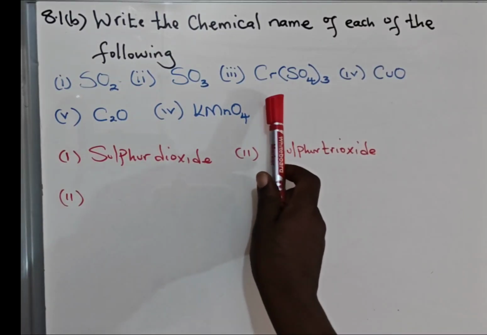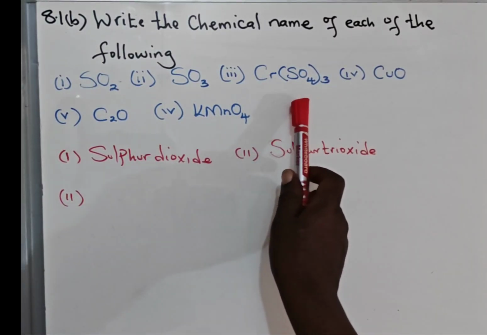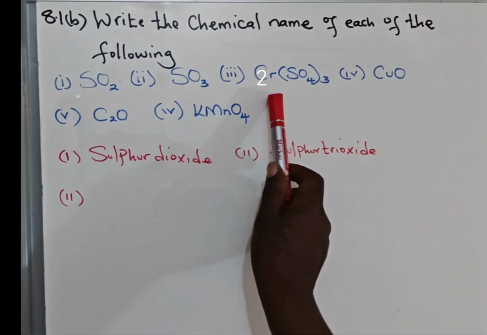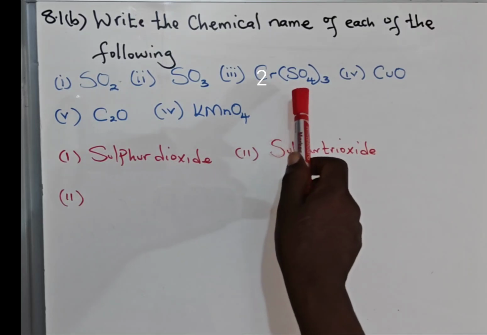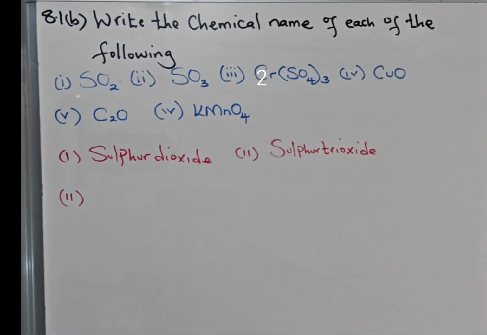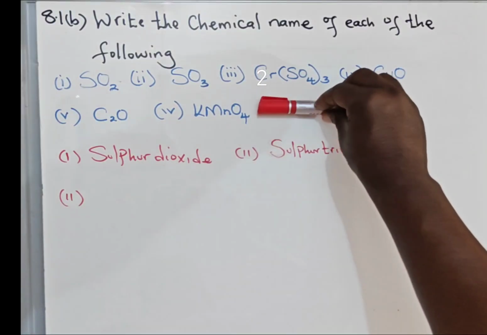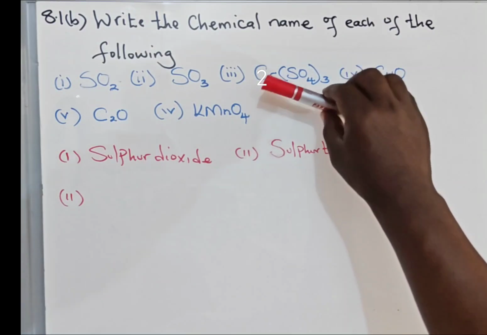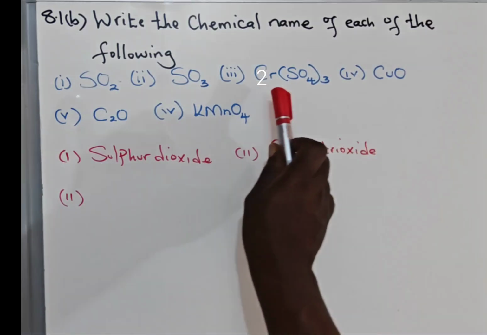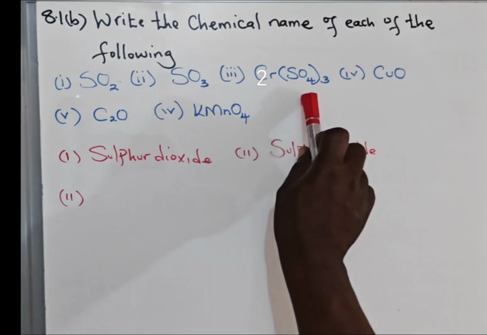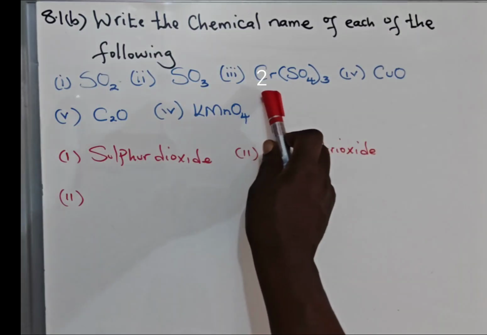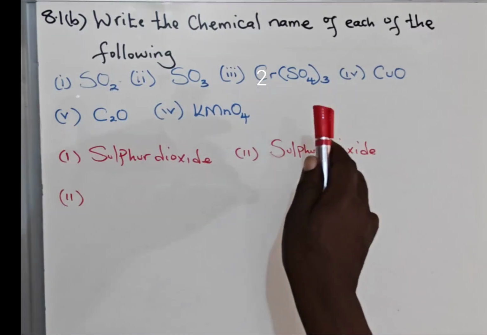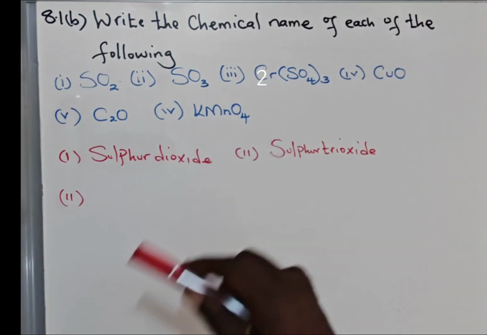Then next we have chromium sulfate. But there's a trick here. Chromium is a transition metal, so chromium with another valence would also be called chromium sulfate. To differentiate which chromium you are dealing with, you have to state the oxidation state in which chromium exists in this compound. This number is that oxidation state. So the name is going to be chromium(III) sulfate.